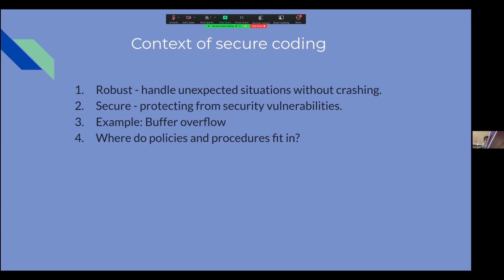Let's take a simple example here of buffer overflow, right? When I say a program might be secure but not robust, I mean the program properly prevents the buffer overflow by using safe coding practices and running with minimal privileges.